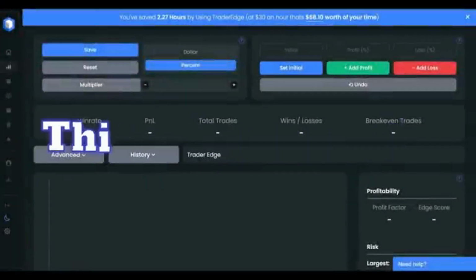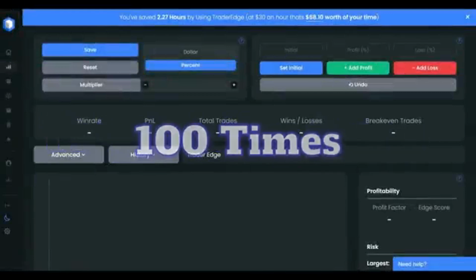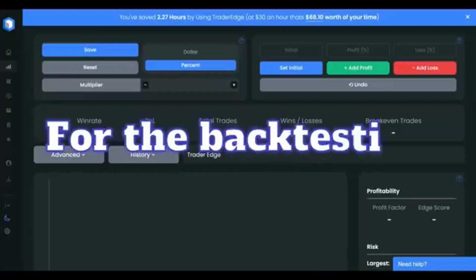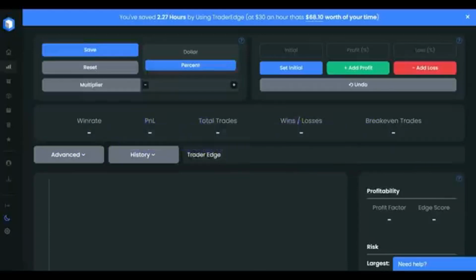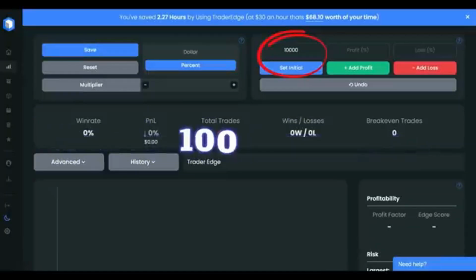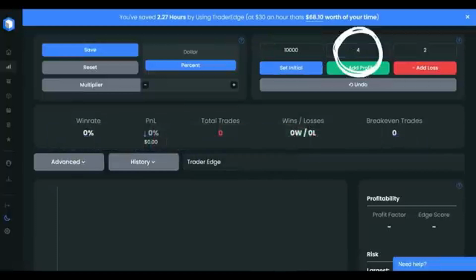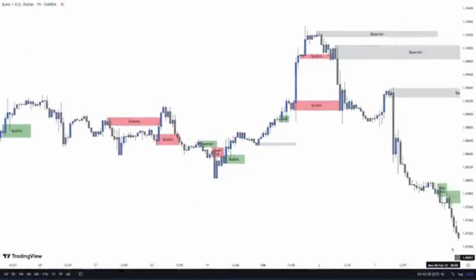We have backtested this trading setup 100 times on Euro-Dollar pair in the 1-hour time frame. For the backtesting, we use Trader Edge software, which allows us to save so much time while backtesting our strategies. We set our initial account size at $10,000 with 2% risk, targeting 4% profits. Now let me show you the results we have got.